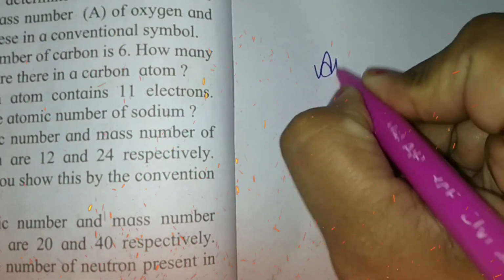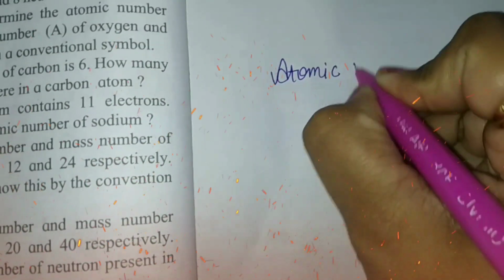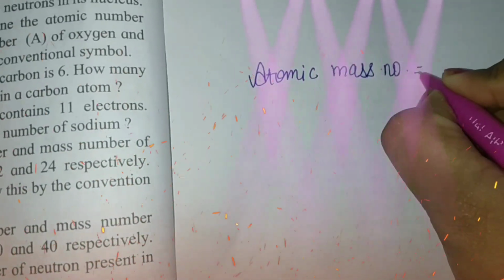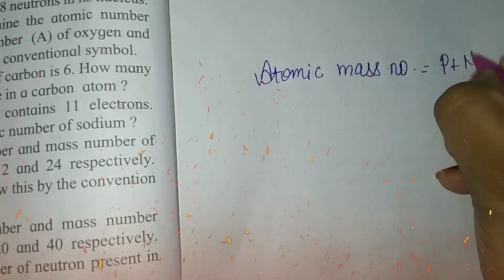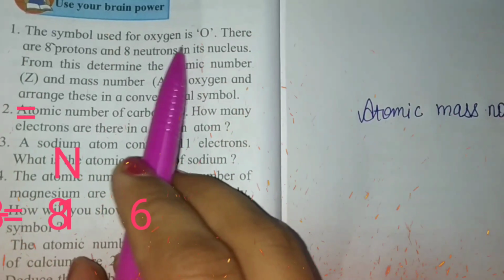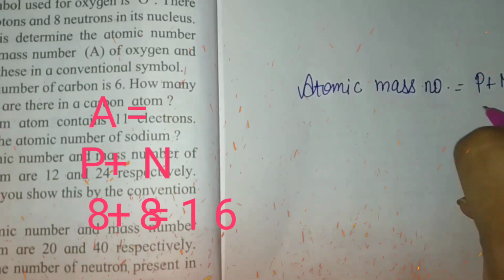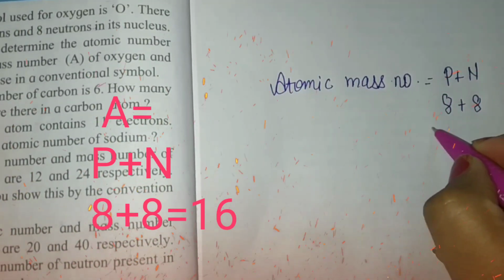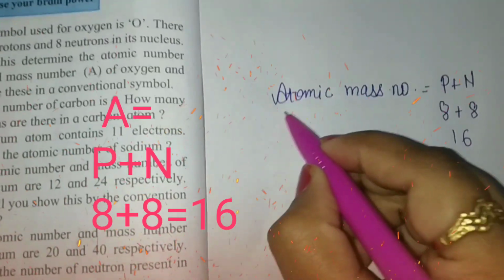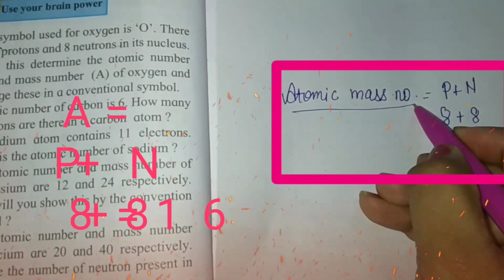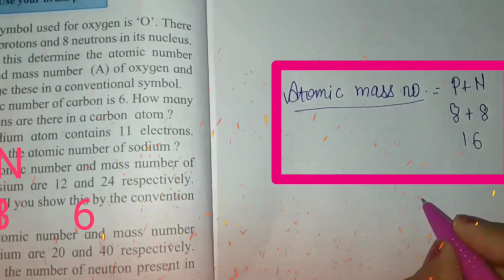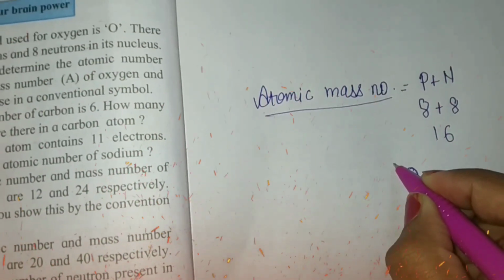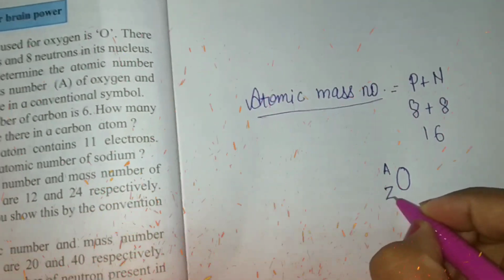Atomic mass number is equal to protons plus neutrons, and we know there are 8 protons and 8 neutrons, that is 8 plus 8, that is nothing but 16. So here we get the atomic mass number, that is 16, and the conventional symbol will be O, here A, and here Z.